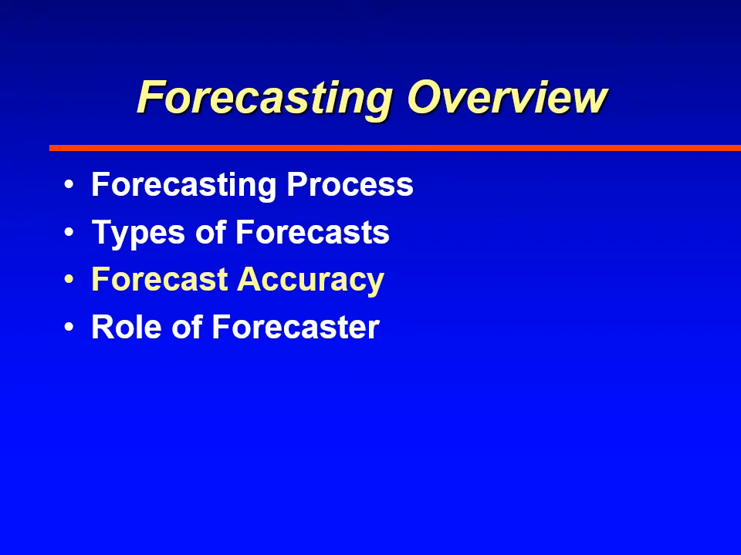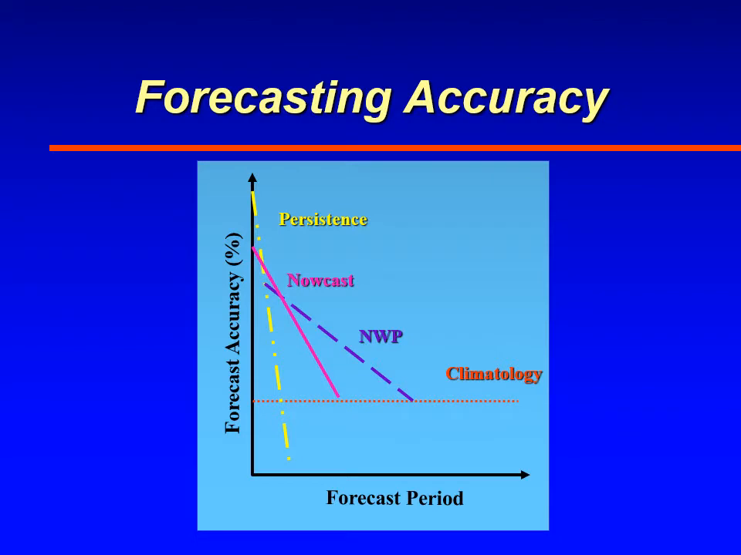How good are our weather forecasts? Well, let's not look at the specifics, but let's look at the accuracy of forecasting a little bit more generally. Here's a diagram showing forecast accuracy along the vertical axis and the forecast period along the bottom axis. So forecast accuracy increases as you go up, and the forecast period increases as you go to the right. We're going to use this diagram to explore the different types of forecasts.